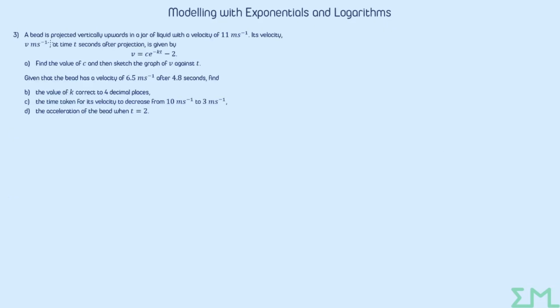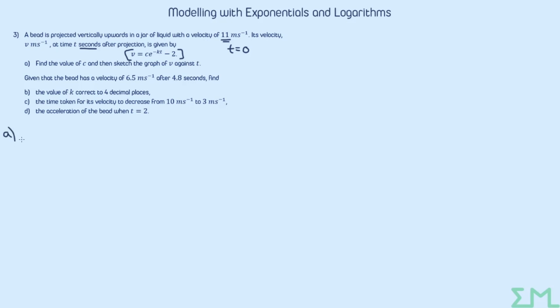Okay, so a bead is projected vertically upwards in a jar of liquid. So we've got initial velocity there. Straight away we're spotting that's when t equals 0. We've got 11. Its velocity v at time t seconds after projection, so it's in seconds, is given by this equation here. Find the value of c and then sketch the graph of v against t.